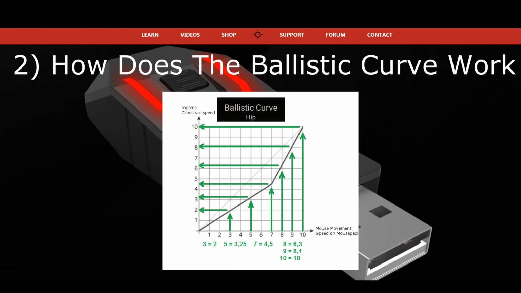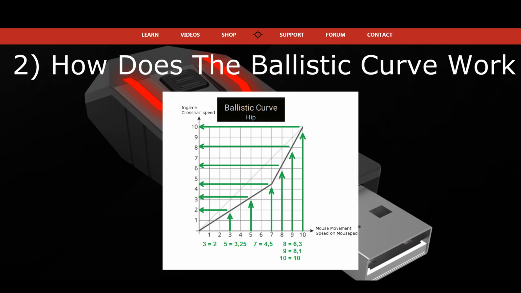Overall this curve will allow me to make slow and precise mouse movements with up to 70% mouse movement speed on the mousepad with linear scaling. The second part of the curve makes sure that I also have the option for a very fast turning speed, thanks to the acceleration.